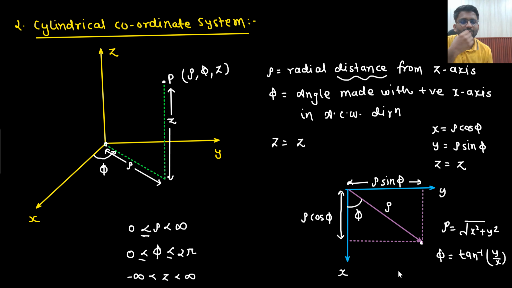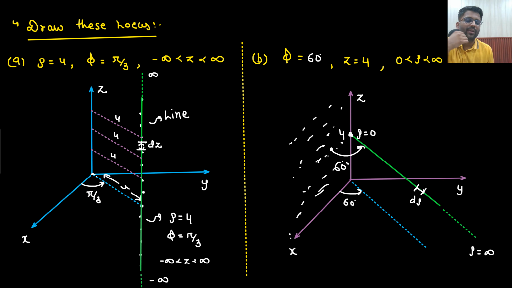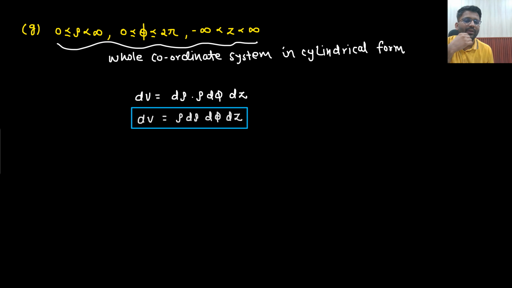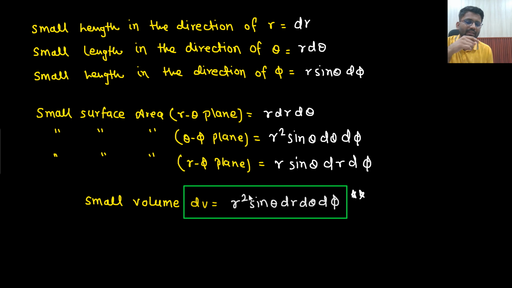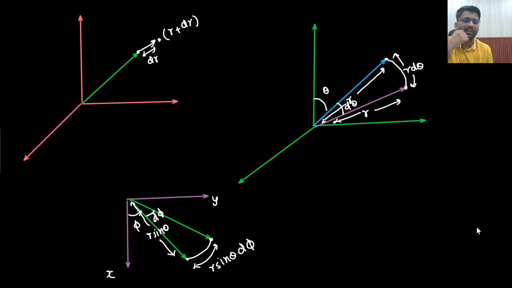Now I can work for a small distance. In the direction of r it will be dr. In the direction of theta it will be r d theta. In the direction of phi it will be r sin theta d phi. Then I will be able to write down the small volume as well, which will be r squared sin theta dr d theta d phi. All these derivations I have also seen. Is that clear to you or not? I hope it is completely understandable.